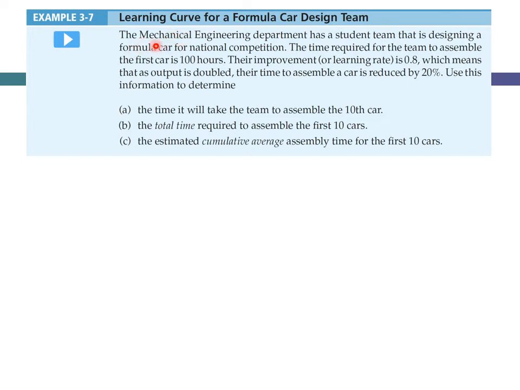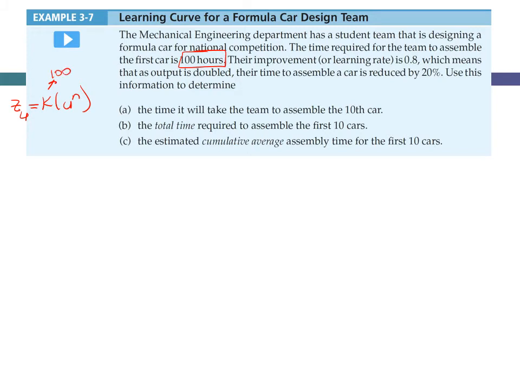The example says that the mechanical engineering department has a student team that's designing a formula car for national competition. The time required for the team to assemble the first car is 100 hours. While reading this, it's better if you can identify what the given data is. Remember, the formula that we learned for the learning curve is Z_u equals K times U to the power n. And this 100 is the time to assemble the first car, which means that it is the value of k.